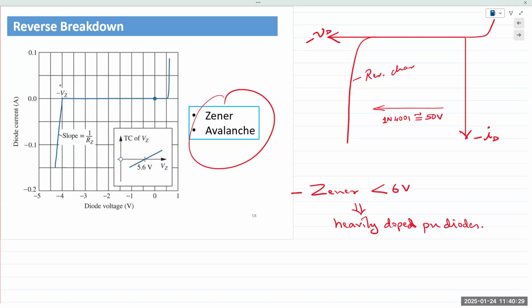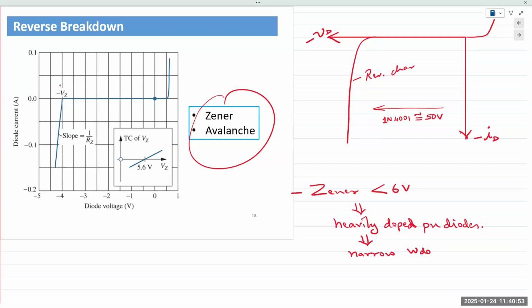Heavily doped PN junctions, and the heavy doping results in very narrow, very thin depletion regions. But because it's heavily doped, it expands only to a certain point.